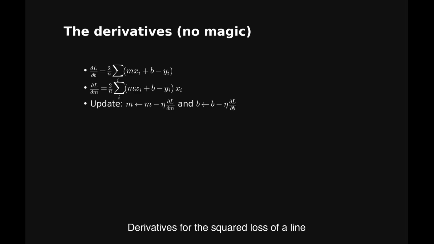Each point contributes a residual, prediction minus truth. The derivative with respect to intercept is basically the average residual. The derivative with respect to slope is basically the average residual times x. So the update is push the line down where residuals are positive and pull it up where residuals are negative.